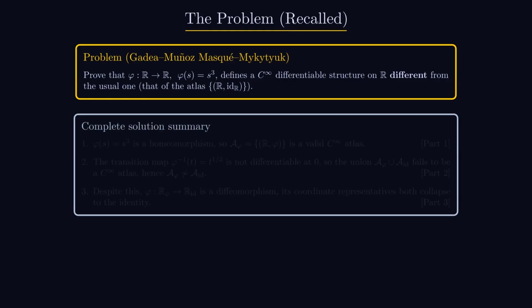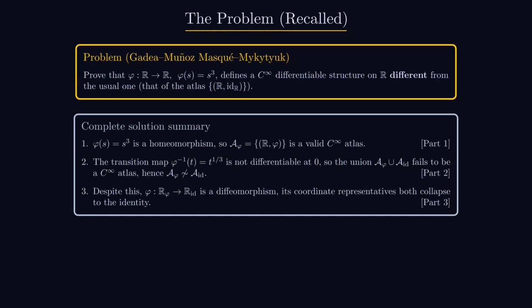The three steps are shown on screen, each tagged with the part that established it. The single chart criterion came from part 1, the failed transition map from part 2, and the diffeomorphism computation from part 3. Assembled together, they answer exactly what the problem asked. Phi of s equals s cubed defines a C-infinity atlas that is inequivalent to the standard one, while still producing a manifold diffeomorphic to R with its usual structure. The problem is completely solved.